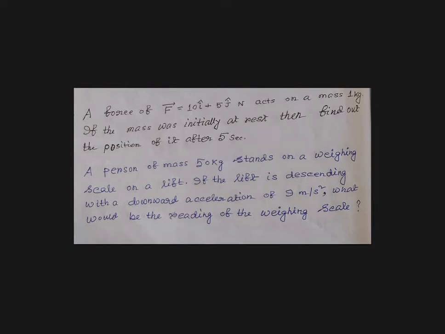So if you have a weight machine inside a lift, and the lift is descending with a downward acceleration of 9 meters per second square, then what should be the reading of the scale? That is, what should be the reading of the weight machine?